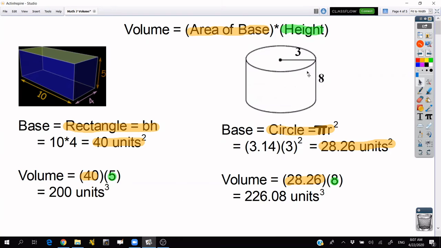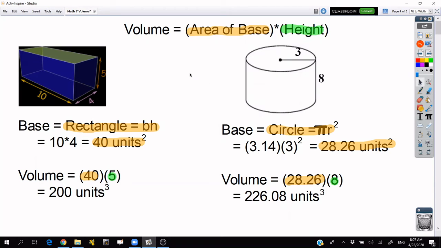The cool thing is that the exact same process works for a cylinder, where the base is a totally different object. It is a circle. We have a totally different type of formula for it. I can approximate pi with 3.14. The radius here is 3, and so then I have an area for the base of this object as this, and if I take the area of the base and I multiply it by the height, in this case 8, multiply those things, I get the volume of the entire thing.